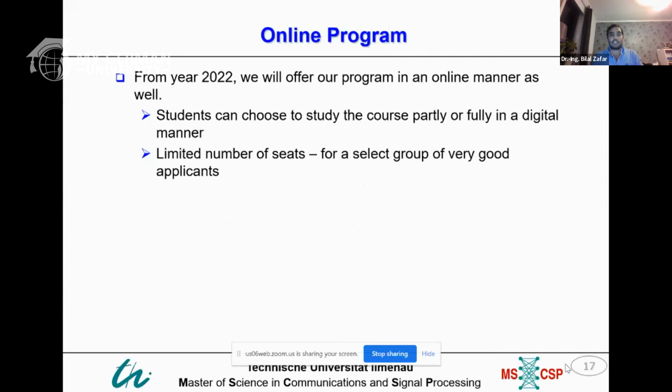One short notice at the end: we have been working really hard to offer our program in an online manner as well, and the pandemic has sort of accelerated this. From next year onwards, we will start taking in a select group of very good applicants, and we can offer them the option to take part in the program in a completely digital manner. You can sit at your home and take the lectures, for example, the first couple of semesters, and then choose to switch to the on-site mode.